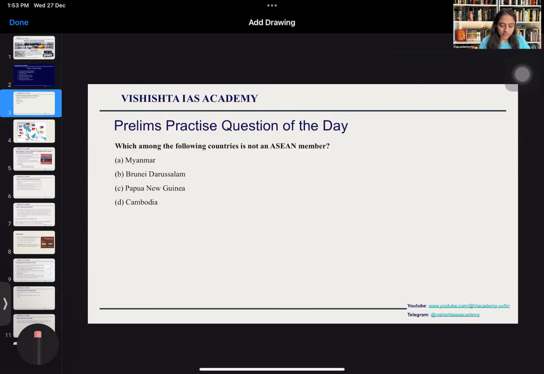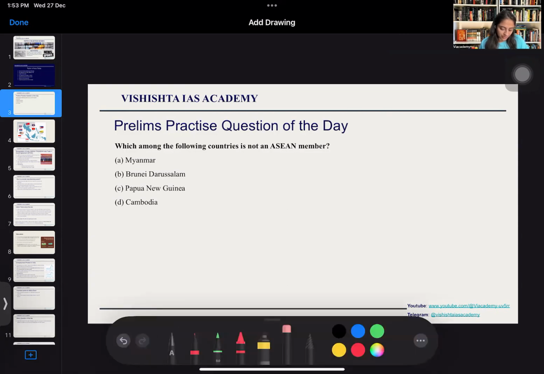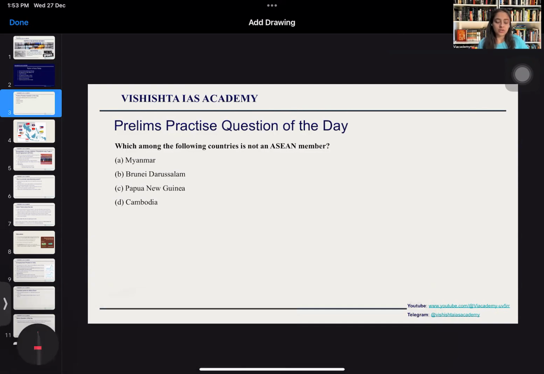So, which of the following countries is not an ASEAN member? Always remember, UPSC will try to trap you in these kind of questions by asking which of the following are not. So, don't miss these things.